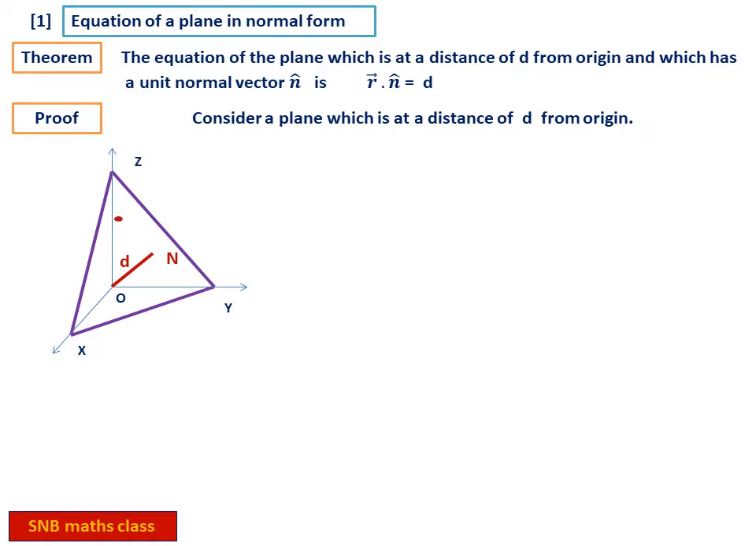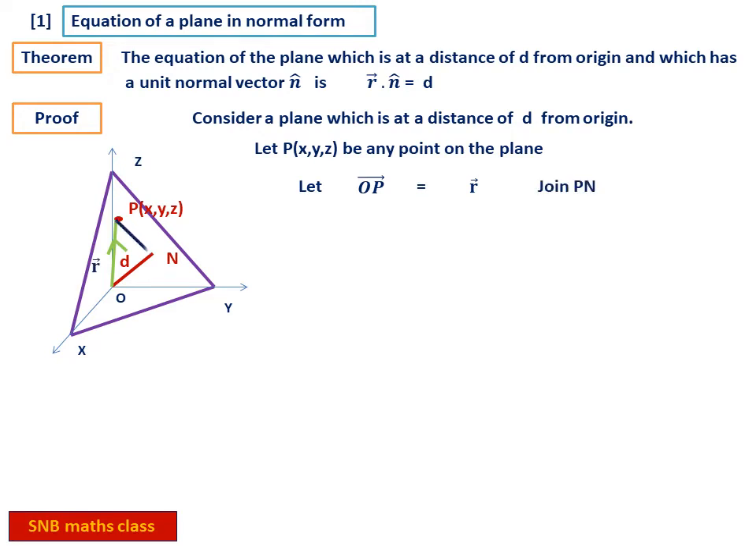This is the first thing. Now consider P(x, y, z), any point on the same plane. So N is one point and another one is P. Now join OP. This is actually the position vector of the point P. Now let OP equal to r. So this vector we take as r. Then join PN.